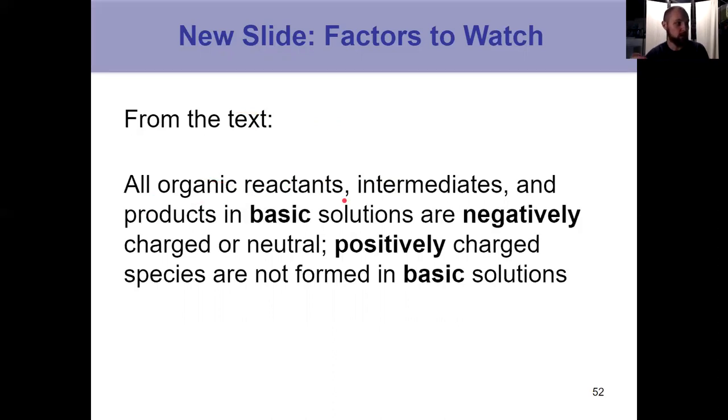Okay. Flip side of that, same thing. If I have a basic solution, everything, reactants, intermediates, products, has to be neutral or negatively charged. I cannot form a positively charged species in a basic solution because it would just immediately be deprotonated.